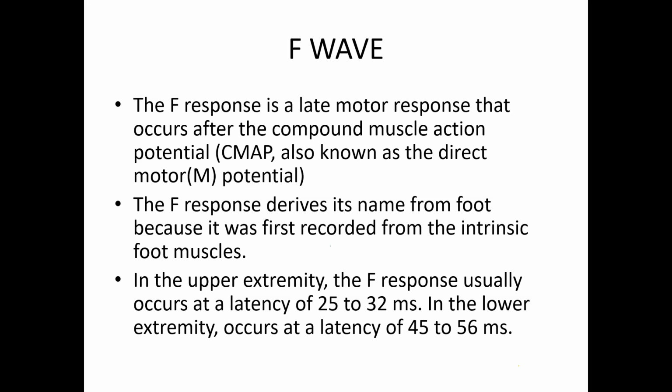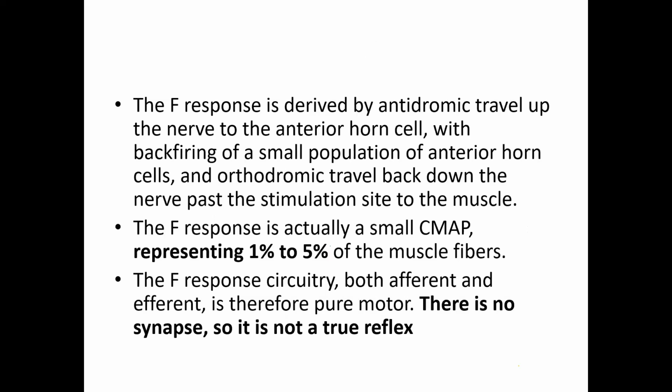In the upper extremity, the F response occurs at a latency of 25 to 32 milliseconds. This is the latency for upper limbs. And for lower limbs, the latency is usually 45 to 56 milliseconds. The F response is derived by antidromic travel up the nerve to the anterior horn cell. I'll just show you a diagram.